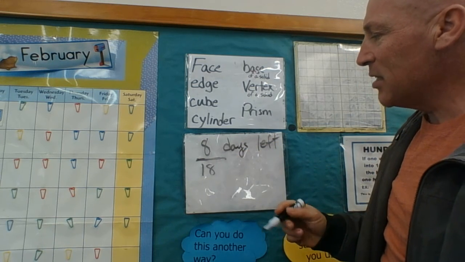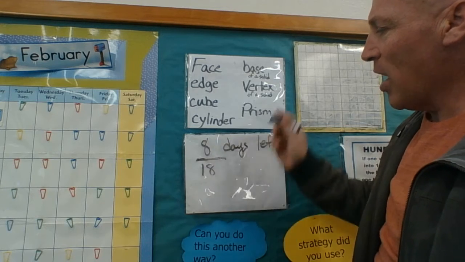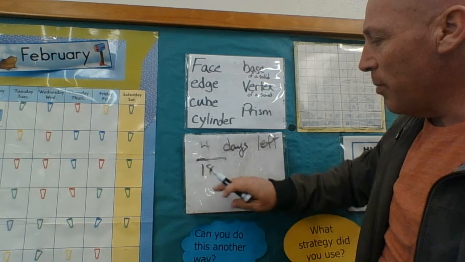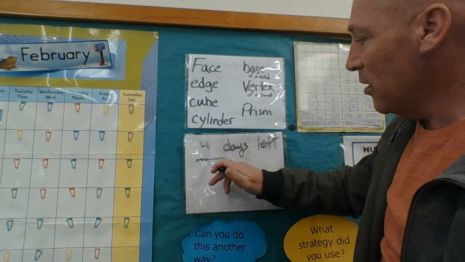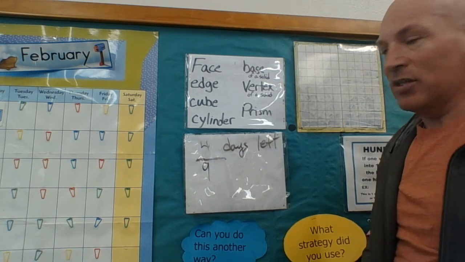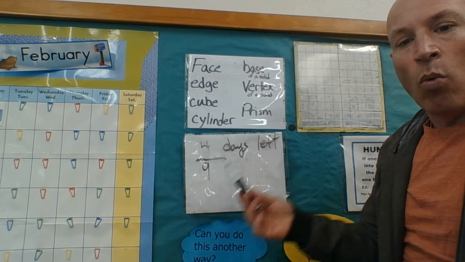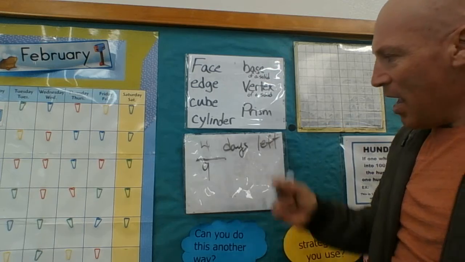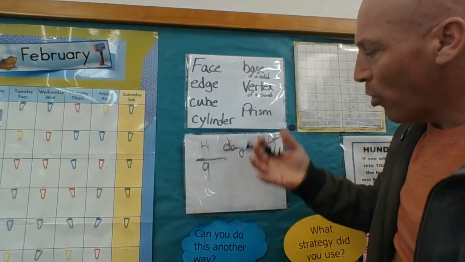But we can even make it simpler. Because they're both even, I can cut them in half. Divide the numerator by 2, which is 4. Cut the denominator in 2, which is 9. Oh my goodness, look at that. Now you're understanding why we simplify fractions. Do you see that? And now we're going to apply it to figure out what percent of the school year we have left.